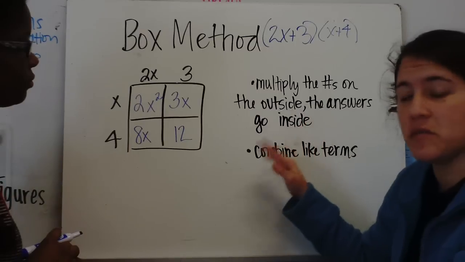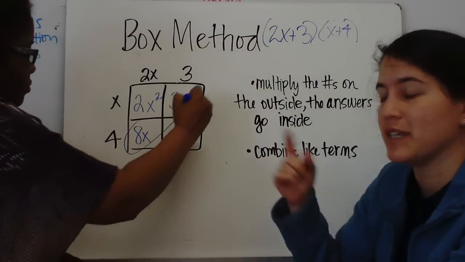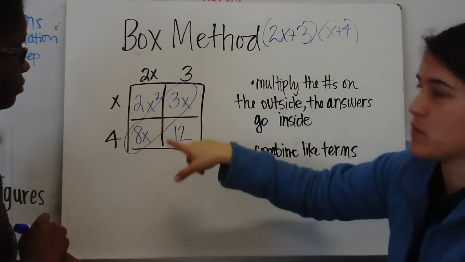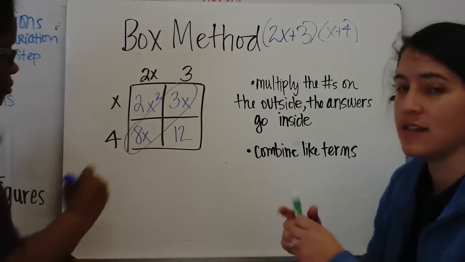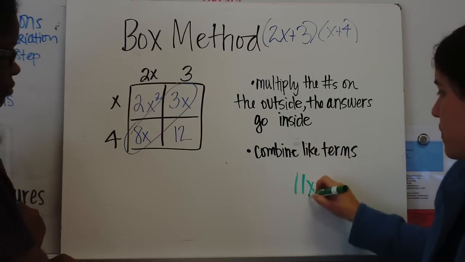And again, after you've multiplied, you combine like terms. And in the box method, the like terms are going to be diagonal from each other. Well, one way diagonal this way, these are not like terms. But this way diagonal, and again, when you add 3x and 8x, you're going to get 11x.